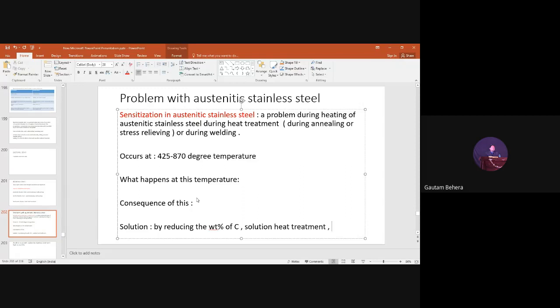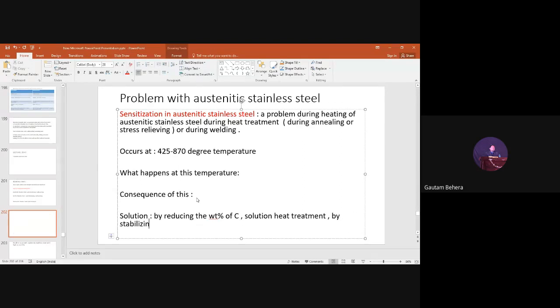And the last solution we can have is by stabilizing the steels. So what exactly does stabilizing mean? We can stabilize this austenitic stainless steel by adding some strong carbide formers, right? The best example I can give you is tantalum. You can add titanium. You can add columbium. So by adding columbium, tantalum, titanium, these are strong carbide formers.